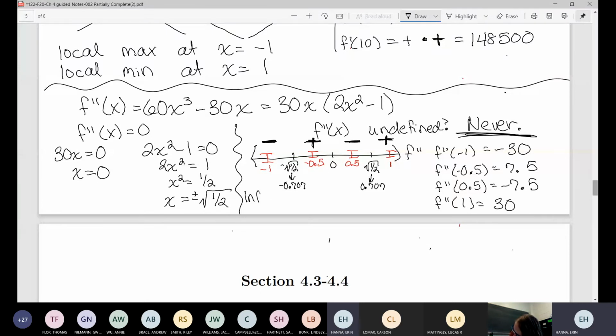So we have inflection points at essentially all of those, because at all 3 of those points, I shouldn't call them critical points because that's not technically what they are, the second derivative changes sign. And remember, for the second derivative with inflection points, it doesn't matter how it changes, it just matters that it changes in general. So we have inflection points at 0 and both plus and minus the square root of 1/2.